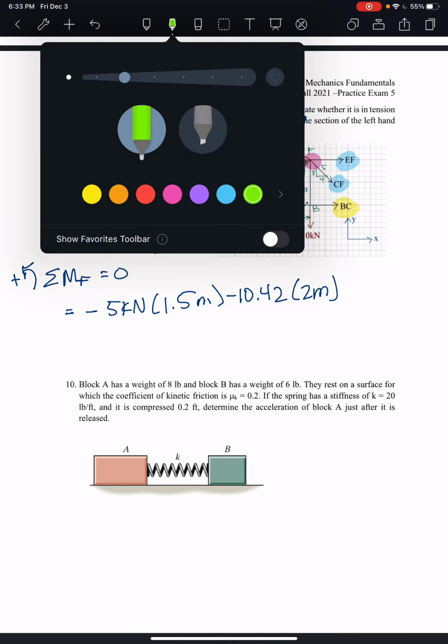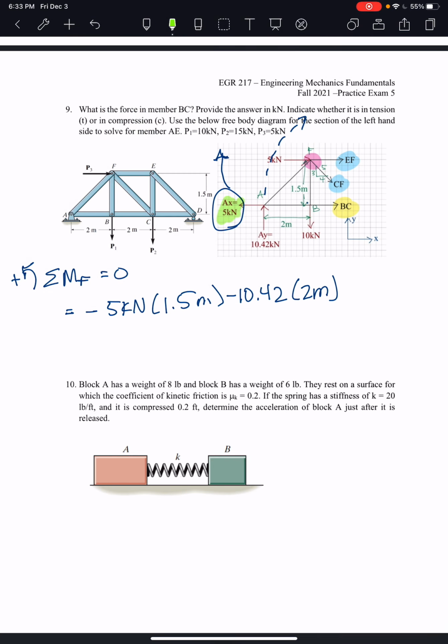let's just maybe highlight with green the ones that we have. So moment due to that one we've got, that one we've got. This one, the 10 kilonewton force is just in line with F, so it's not going to create a moment, so that's just 0. EF is in line with F, so that's not one. CF isn't going to create one, but BC will, so we need BC. BC is going to go in this direction. If we do the right-hand rule, it's positive, so plus BC, and then times that. So here's BC, and we want to do times that perpendicular distance of 1.5 meters.